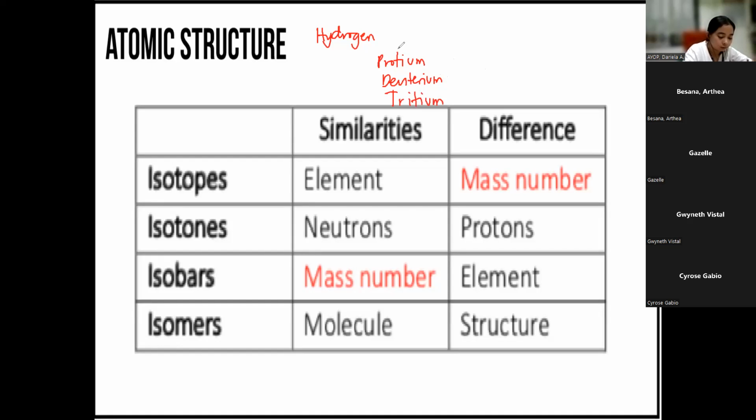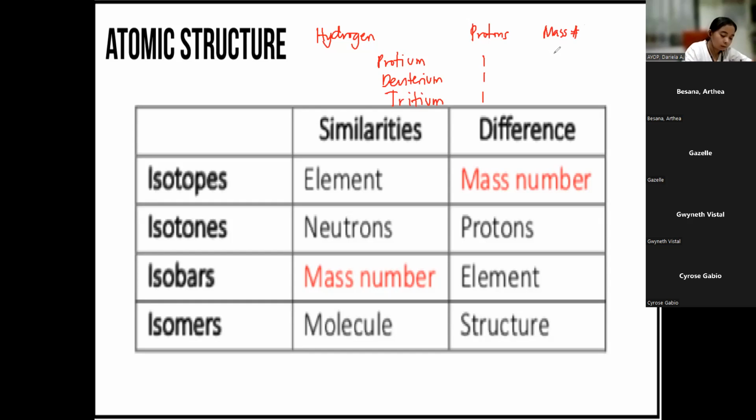Okay? Sa hydrogen natin, meron tayong tinatawag na protium, deuterium, and tritium. Lahat sila class hydrogen. So they are the same element. So when it comes to protons, syempre they have the same protons. 1. Bakit 1? Kasi ang atomic number ng hydrogen ay 1. Okay? So ano yung pinagkaiba? Yung mass number nila. Yung atomic mass mismo.